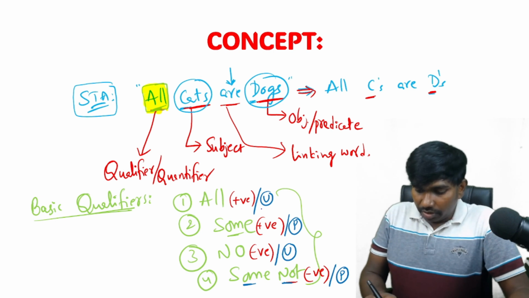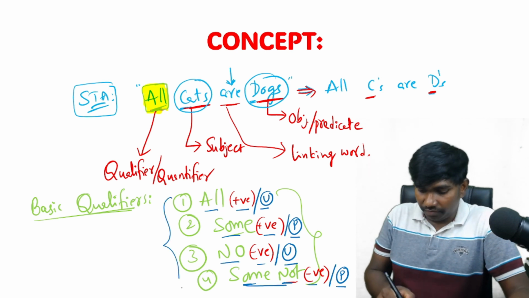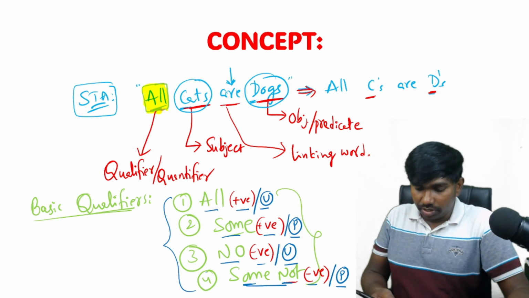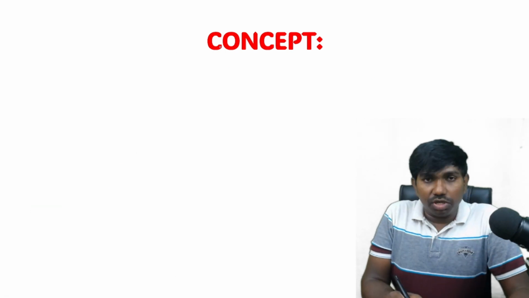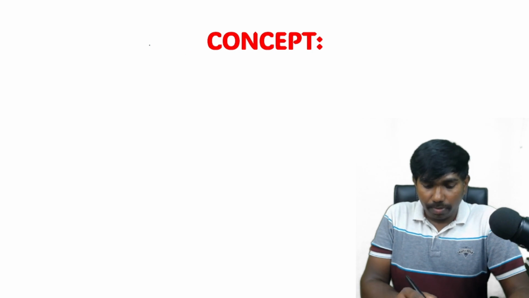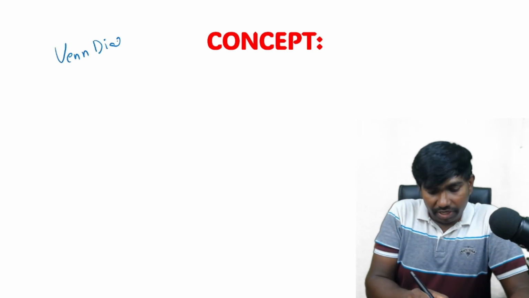So finally, the universal positive qualifier is all. Positive particular is some. Negative universal is no. And the negative particular qualifier is some not. So these are the 4 basic qualifiers we should be perfect with. Next, to solve logical deduction questions, we follow this approach using Venn diagrams. We use Venn diagrams to solve the questions of logical deduction.